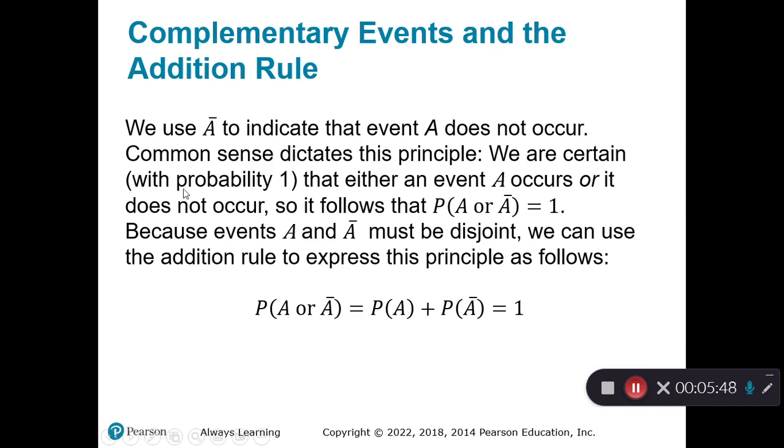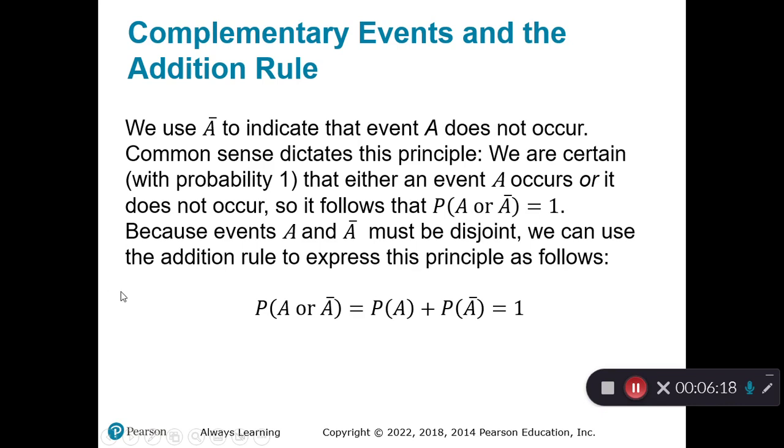We are certain, meaning there's a probability of exactly 1, that when we run a procedure, either event A occurs or it does not occur. Therefore, it follows that the probability of A or A complement is exactly 1. And that makes sense. Whatever the outcome, it either will satisfy event A or it won't satisfy event A. It's a certainty that one of the two is going to happen.